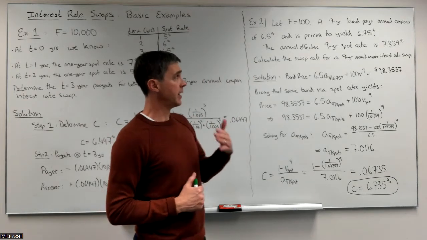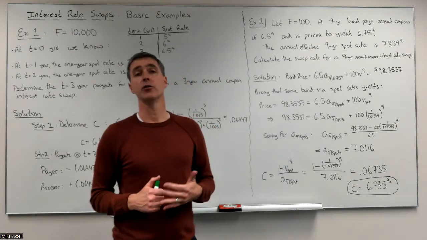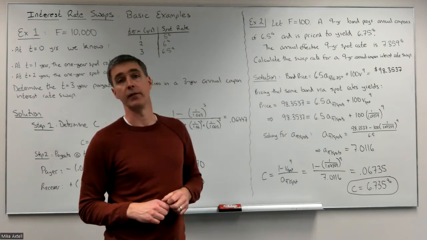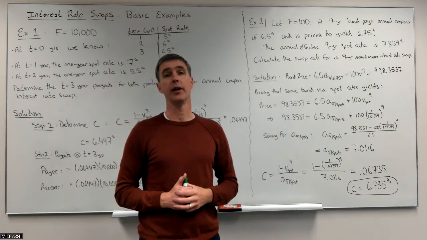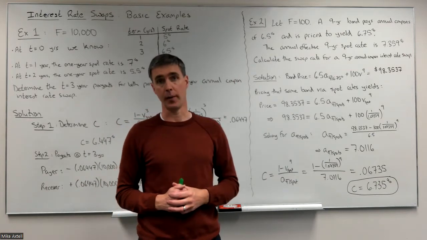We were also told at time 0 that our annual effective 9 year spot rate is 7.359%. We'd like to calculate the swap rate for a 9 year annual coupon interest rate swap. All right.